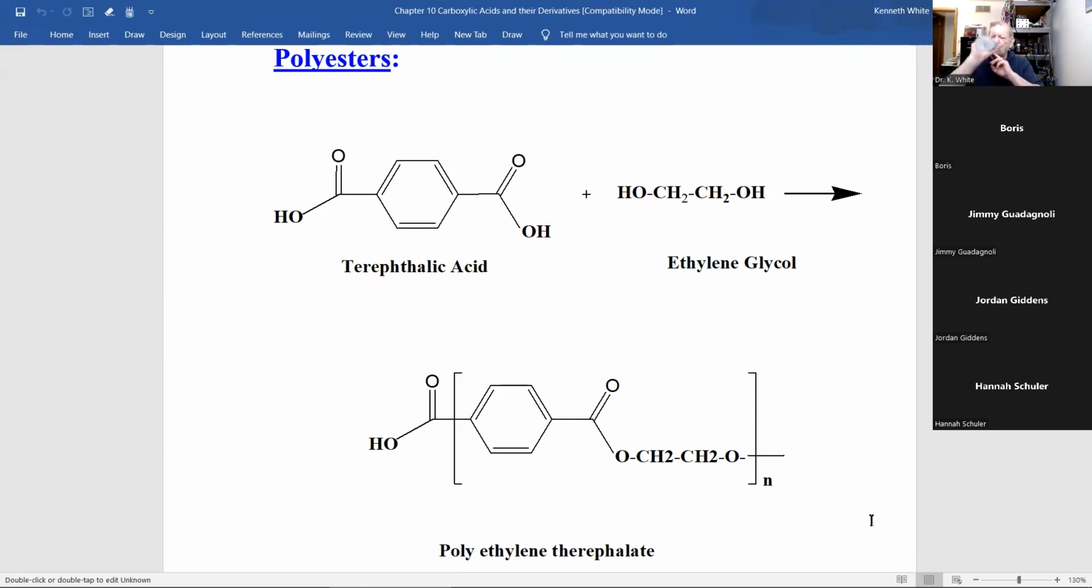Hold on. I need some water. Polyethylene terephthalate. Did I tell you organic chemists are lazy? I need some more water. It's so thirsty saying that.